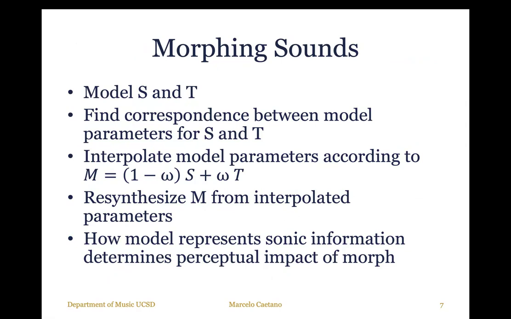You model S and T with some underlying model that will represent those two sounds. Then you find correspondence between model parameters for the source and target, and you interpolate the corresponding parameters according to this equation here, where omega, the morphing factor, is what sets how far it is from the source and the target. And then you resynthesize M, the morph, from the interpolated parameters. So how the model represents sonic information is what determines the perceptual impact of the morph.